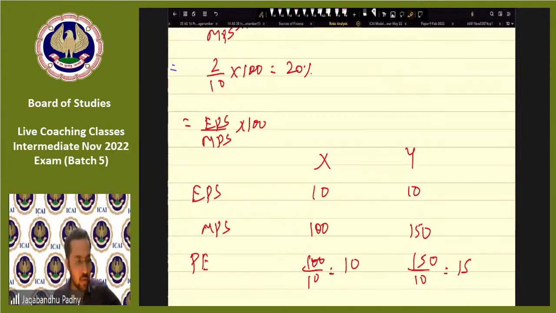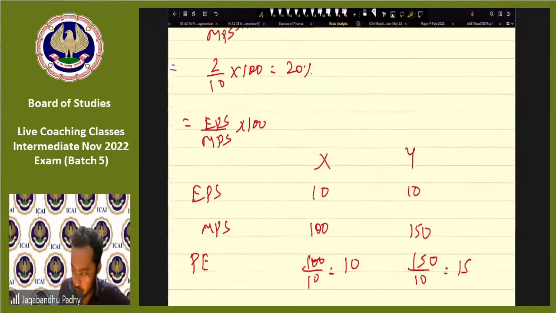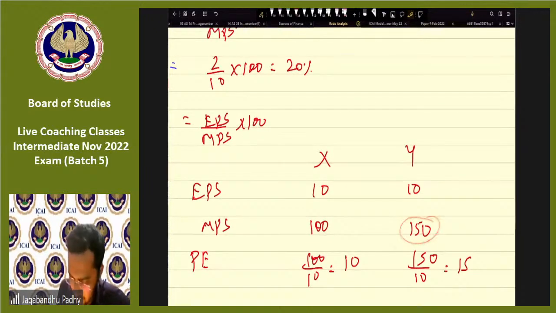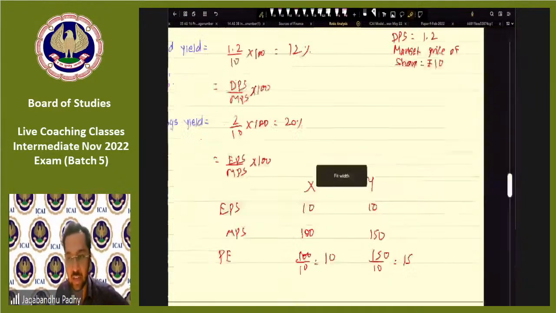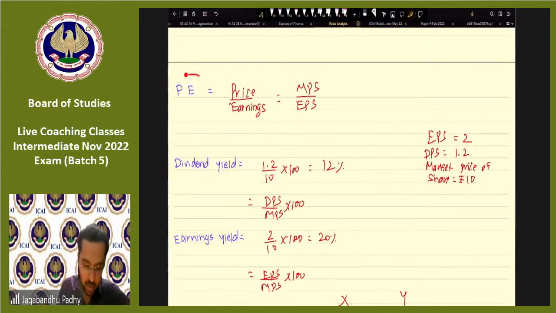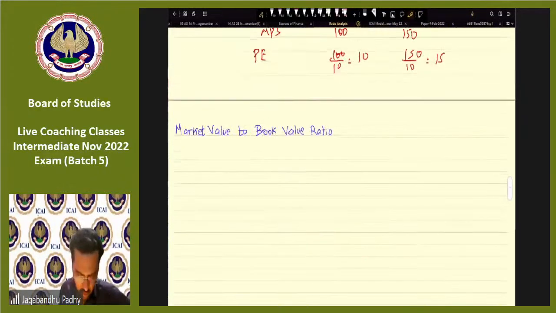So whenever you want to see on which product, share or instrument there is more confidence, you should always look at the price in respect to what you are getting, what your earnings are. Over here, people are ready to pay 150 for earning 10 rupee, and therefore we say Y has a greater degree of confidence. The P/E ratio is a measure of confidence.